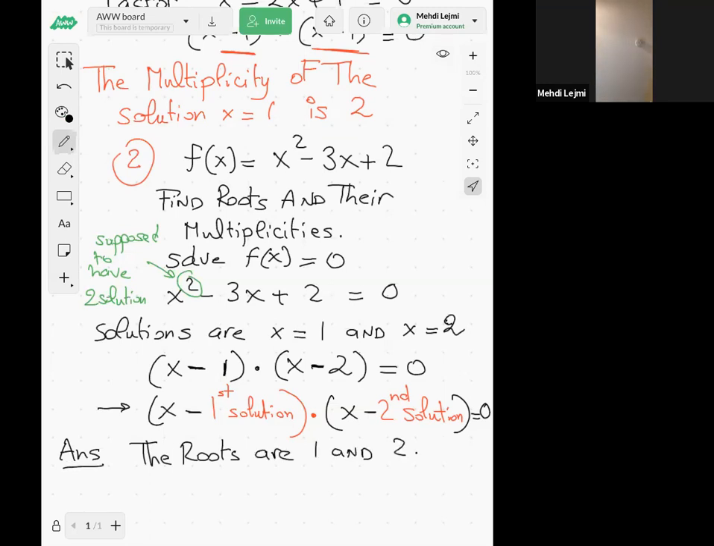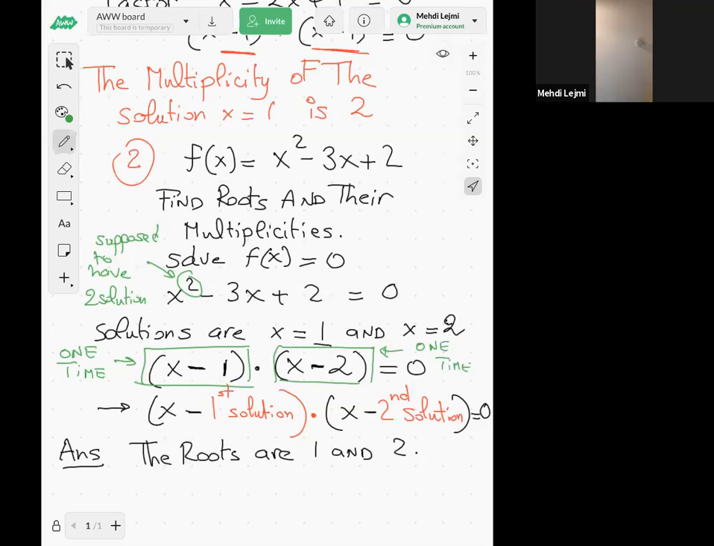Now, what about the multiplicity? Well, the multiplicity of 1: you see here, 1 is just a one-time solution. It's just x minus 1, just one x minus 1. The same for 2. It's x minus 2, just one x minus 2. So this is a one-time solution.